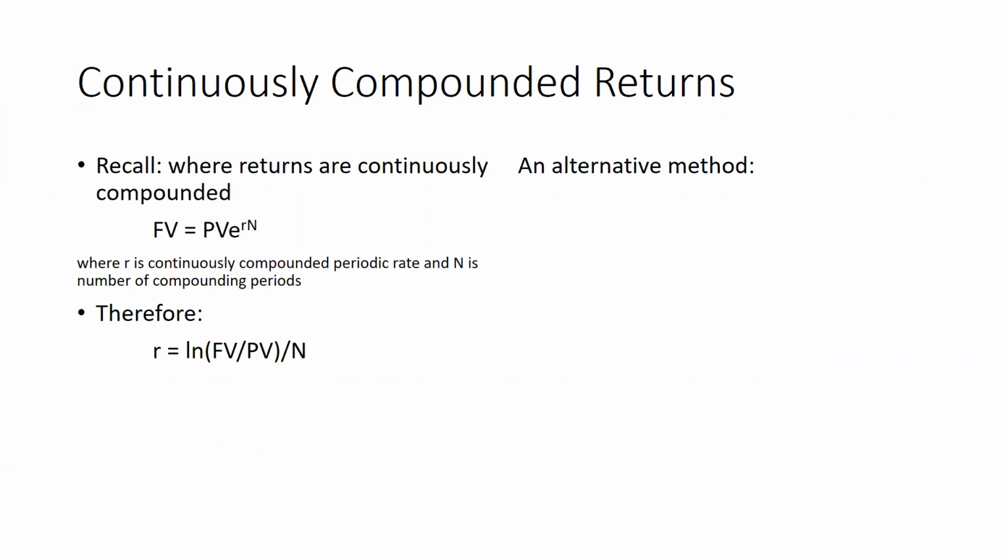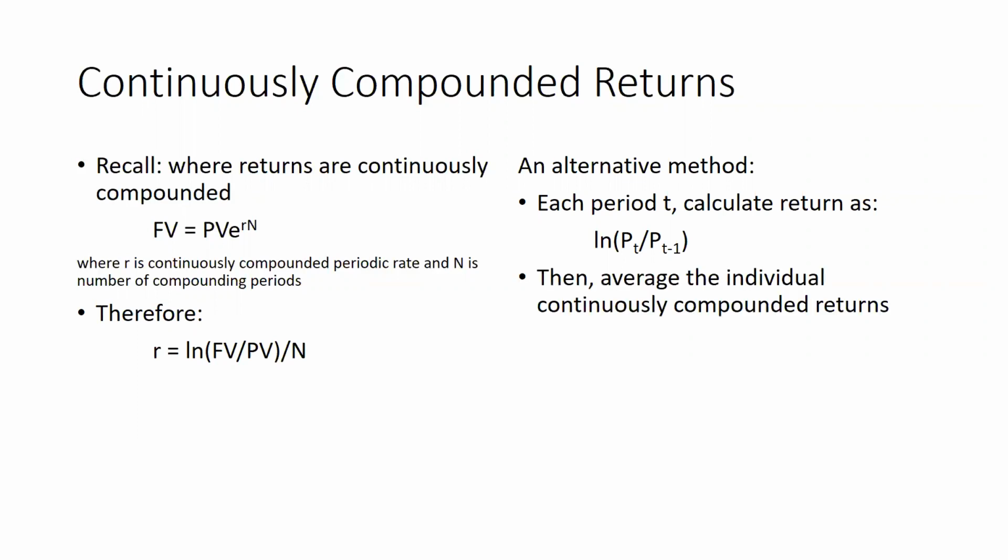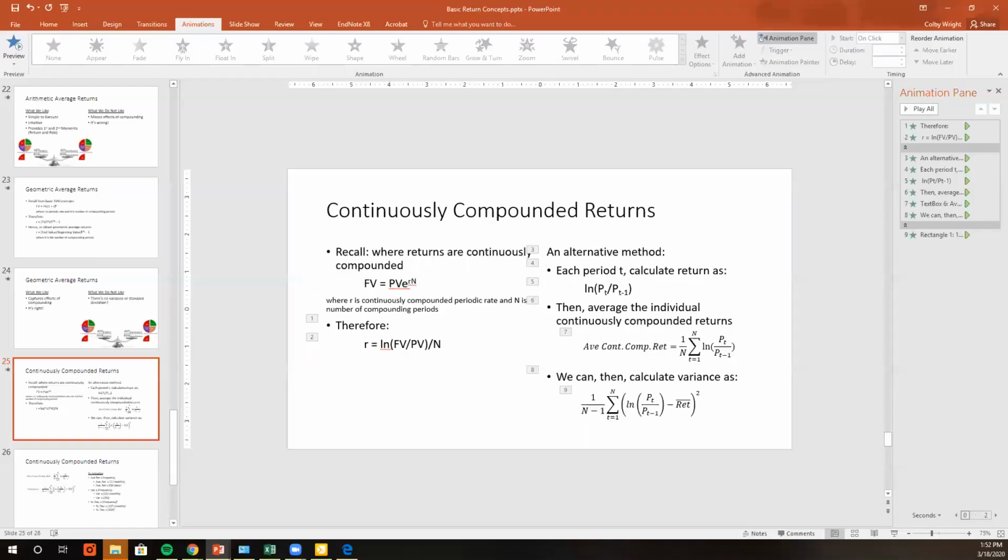Here is the alternative method. Every period, calculate the return thusly. Take the natural log of this month's price over the previous month's price. So we're going to define that as our periodic rate of return. So that's our monthly rate of return. Then you just take the average of all of those returns, and you will get, magically, the same number as what we got over here. Let me prove this to you.